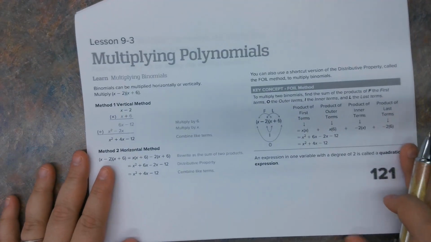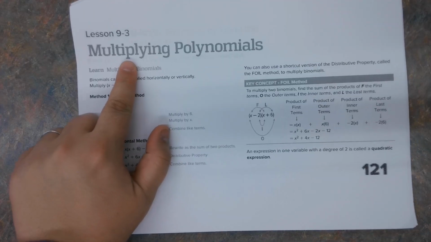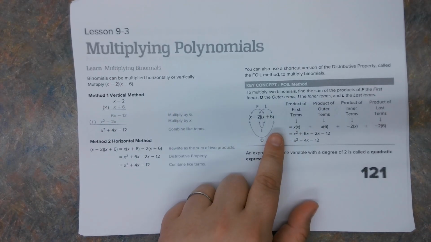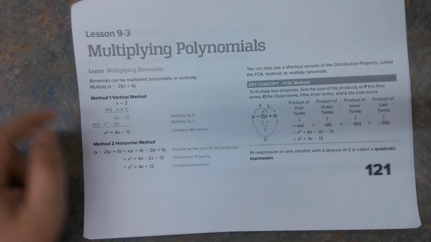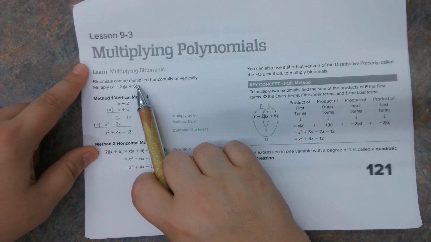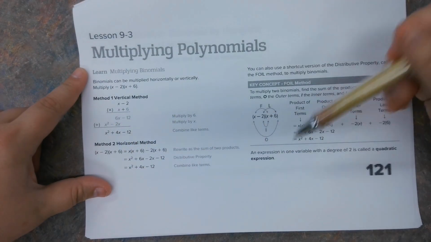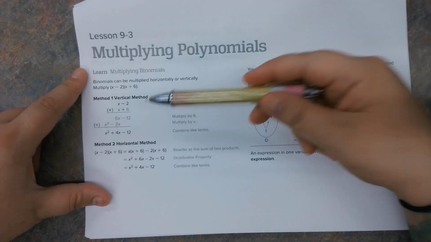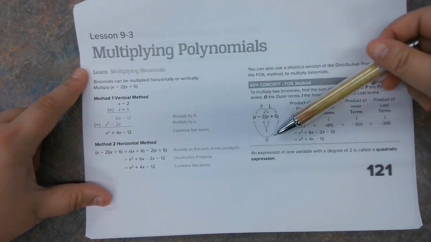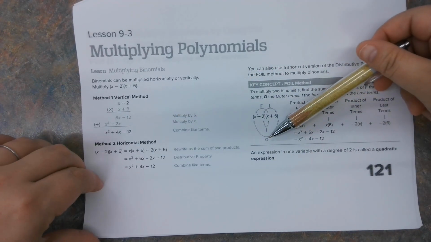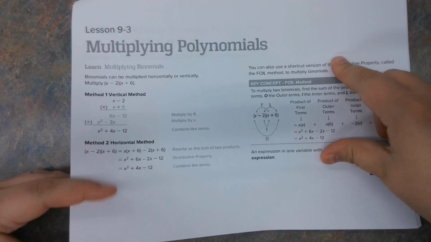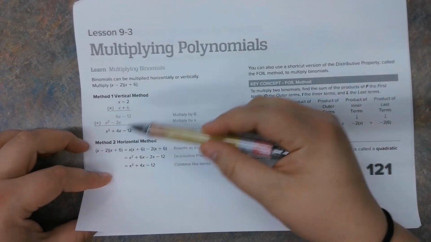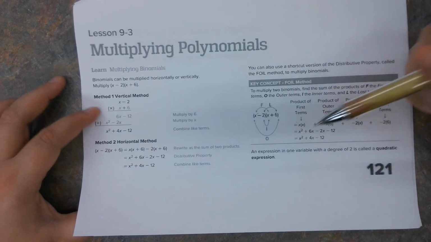Okay. Now we're moving on to 9-3. 9-3, we are still multiplying polynomials. Does this look familiar? A bunch of you have been doing this with Coach Q. So binomials can be multiplied horizontally or vertically. I like FOIL. I don't do any of this. I use FOIL. I know Coach Q teaches you FOIL. I'm going to be teaching you FOIL to multiply binomials today. Okay? It wants us to do vertical, horizontal. I'm just going to do FOIL.